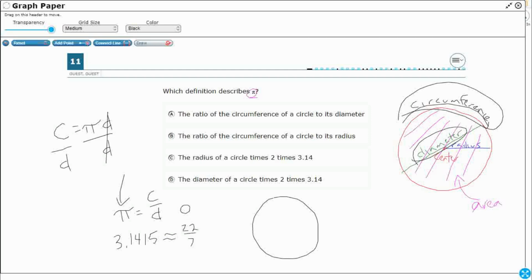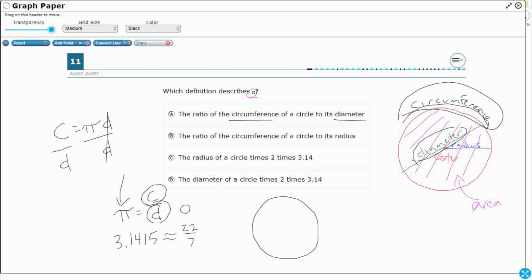It really doesn't matter how big or small the circle is. The circumference divided by the diameter is going to be a little bit more than 3. Okay? So take a look. We have the ratio here, A, of the circumference to its diameter. Well, that's exactly what we're describing here. Pi is the ratio of the circumference over the diameter.